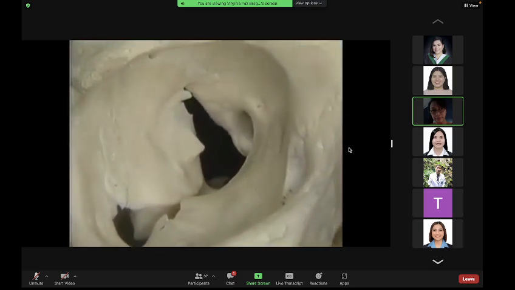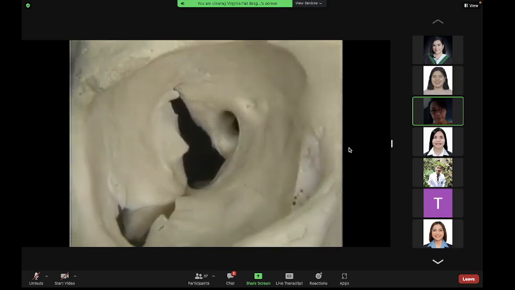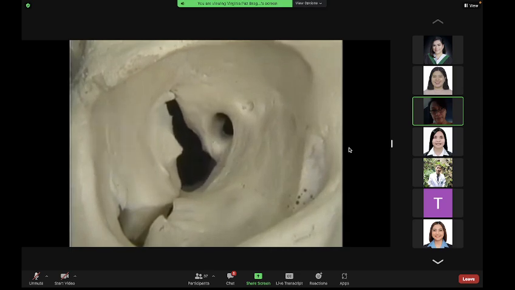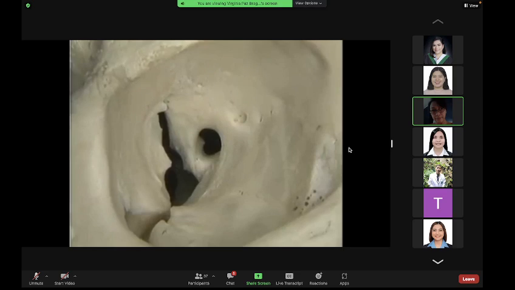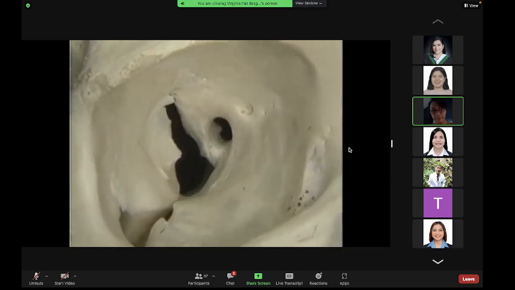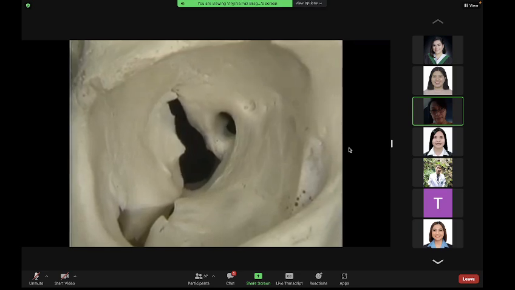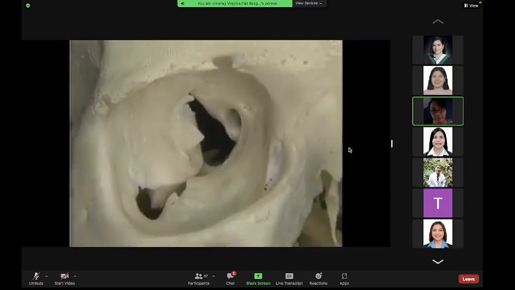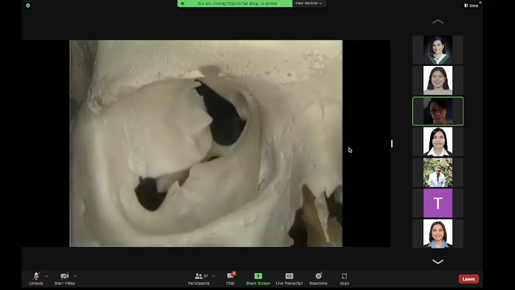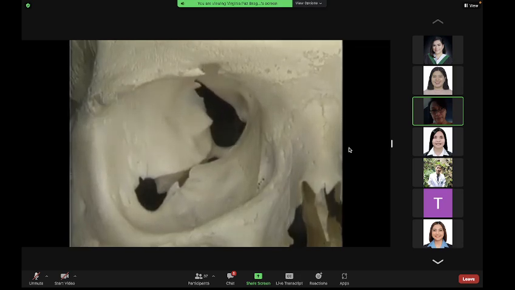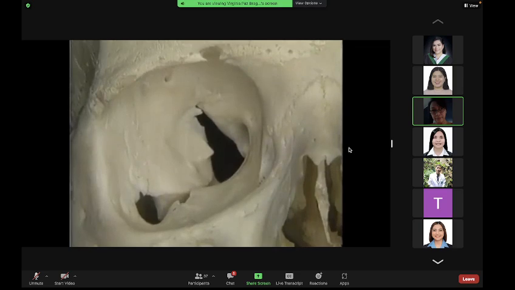Here at the narrow apex of the orbit are the optic canal and the superior orbital fissure. The optic canal transmits the optic nerve and ophthalmic artery. The superior orbital fissure transmits the other nerves that enter the orbit and the superior orbital vein. In the living body, the inferior orbital fissure, which forms an apparent gap between the floor and the lateral wall, is bridged over with fibrous tissue.